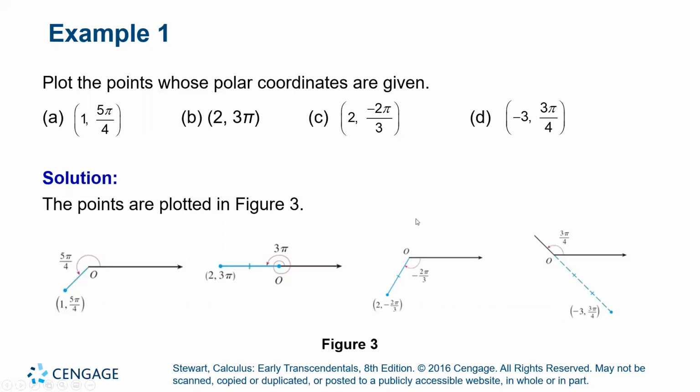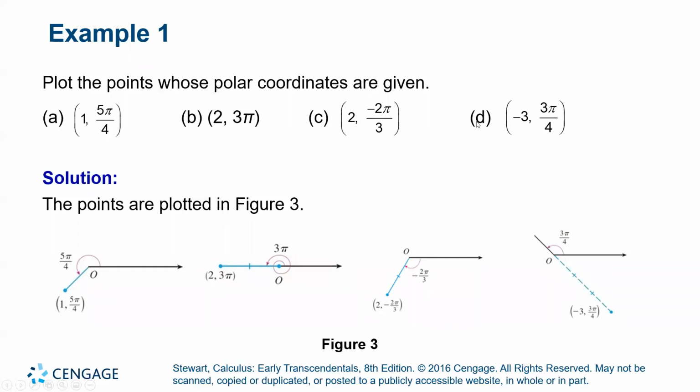In part C, our r is 2 and our theta is negative 2 pi over 3. So we start by finding where negative 2 pi over 3 is. Now, since it's negative, we're going in the clockwise direction instead of the standard counterclockwise direction. So negative 2 pi over 3 gets us to our line segment, and then we go out a distance of 2 units to get our final point, 2, negative 2 pi over 3.